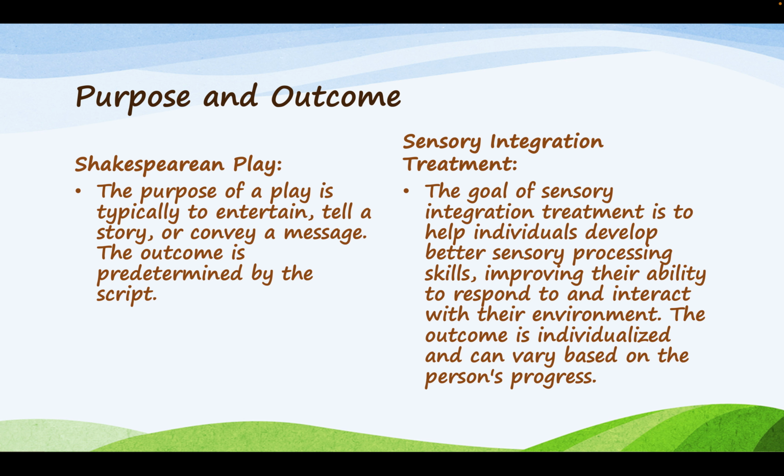So we have to think about what is the purpose. In a Shakespearean play, we're there to entertain. The outcome is predetermined by the script. In SI treatment, we're there to help individuals with better sensory processing. We want them to improve their ability to respond and interact with their environment. So the outcome is going to be very individualized. We're looking for that adaptive response.